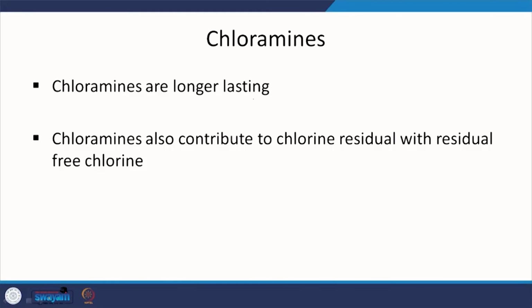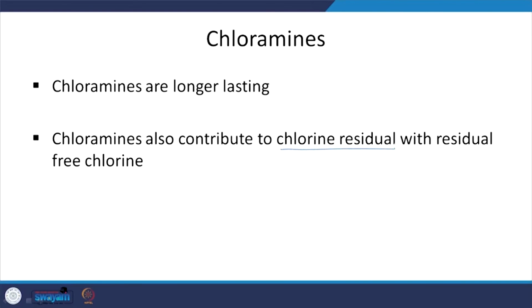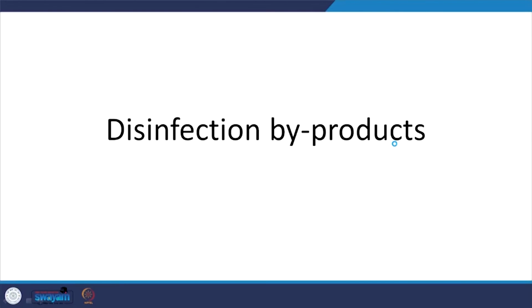Chloramines are longer lasting, so they can be used as a residual disinfecting agent. If you do not want to have a lot of them added initially, you can use them as a residual disinfecting agent. That is why we say they contribute to chlorine residual. Let us come back to that later. We discussed this briefly, disinfection byproducts. When we add Cl2, or chloramines in a way, or HOCl and OCl minus, you can form these toxic byproducts which are called disinfection byproducts. Let us look at that briefly before we end today's session.